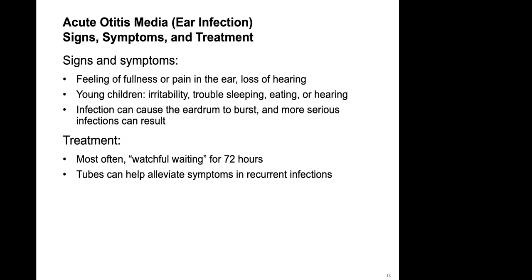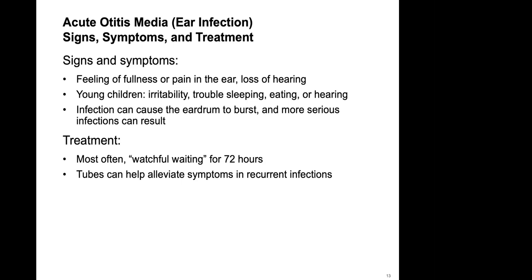Signs and symptoms of otitis media: you'll feel a fullness or pain in the ear. Sometimes you can have clogged hearing or loss of hearing. With young children, you'll have irritability, trouble sleeping, eating, or hearing. The infection can cause the eardrum to burst, and more serious infections then can result. Most often it's just watchful waiting for 72 hours. And like I said, if you have recurrent infections, tubes can actually help to alleviate that.